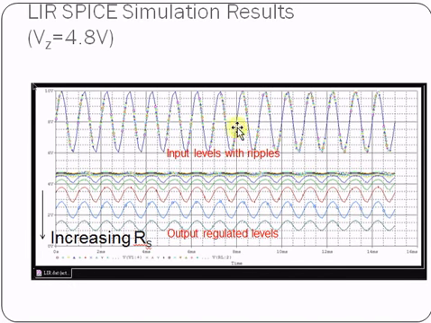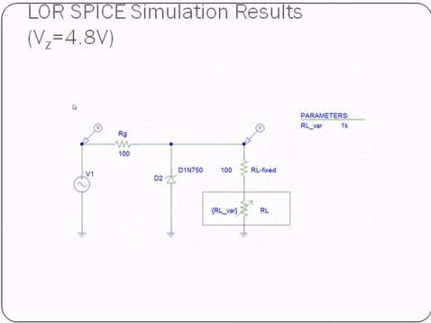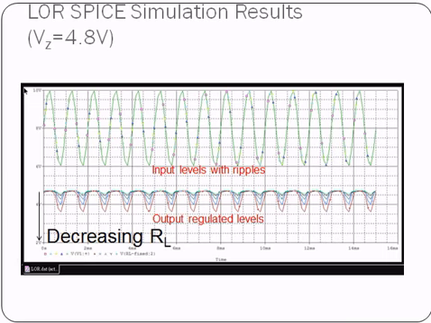This is the simulation result of the LIR measurement. You'll see that increasing the RS will result in worse LIR. And this is the simulation result of the LOR measurement. You'll see that decreasing RL will result in worse LOR.